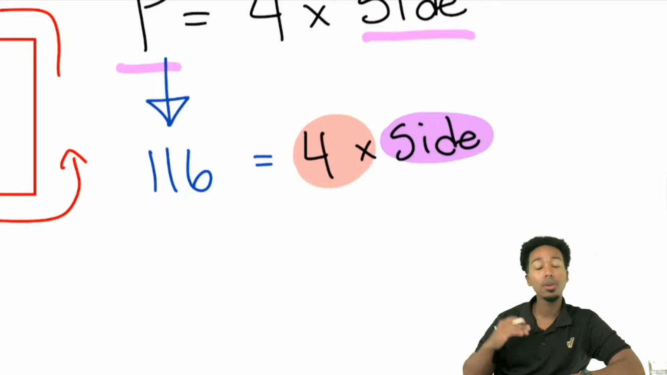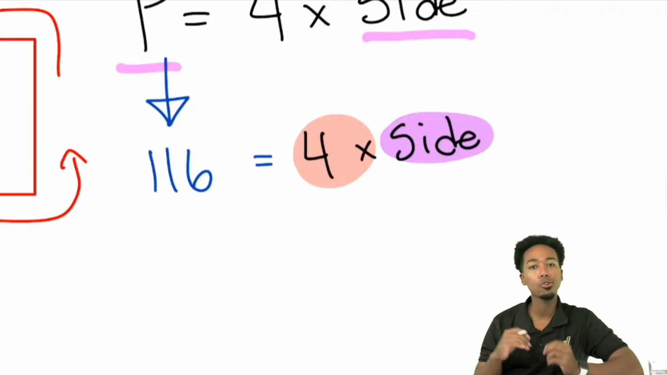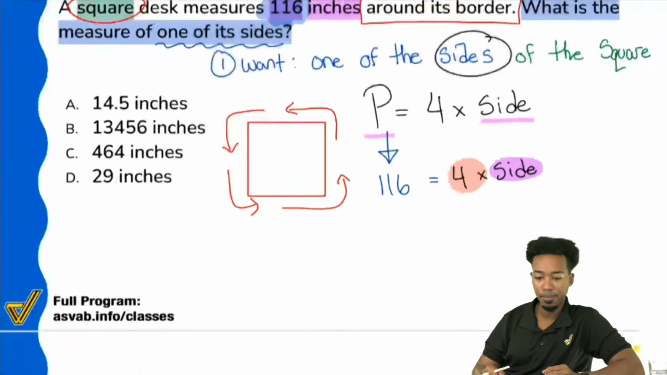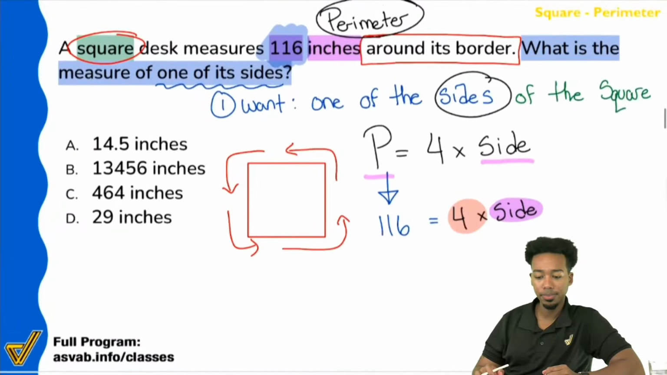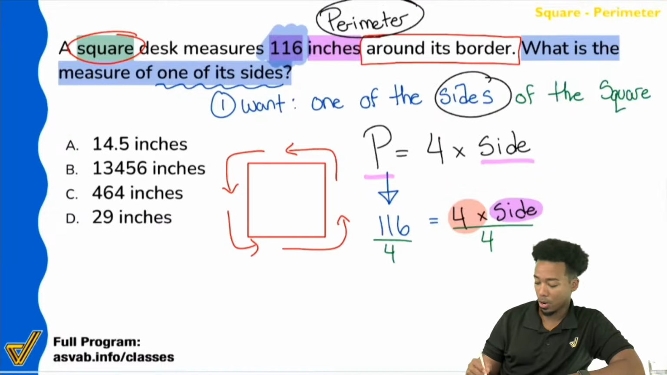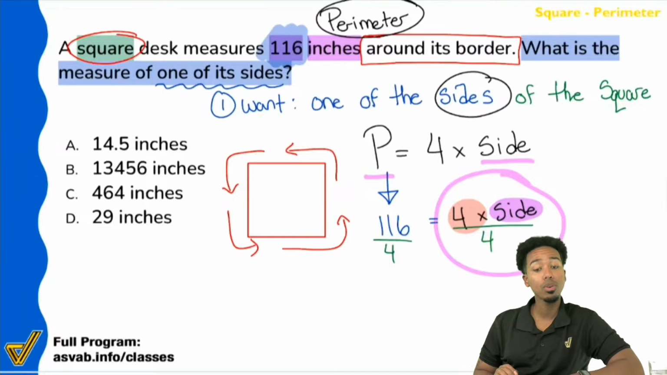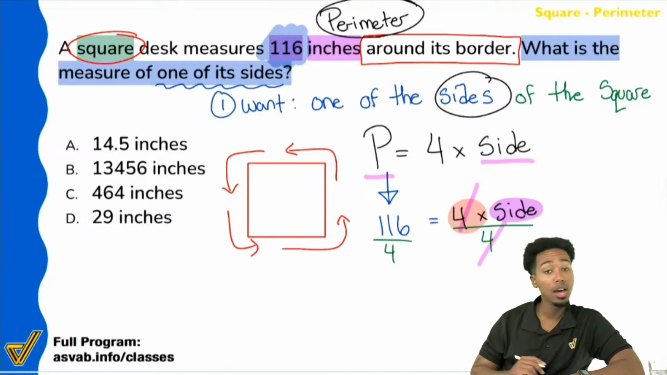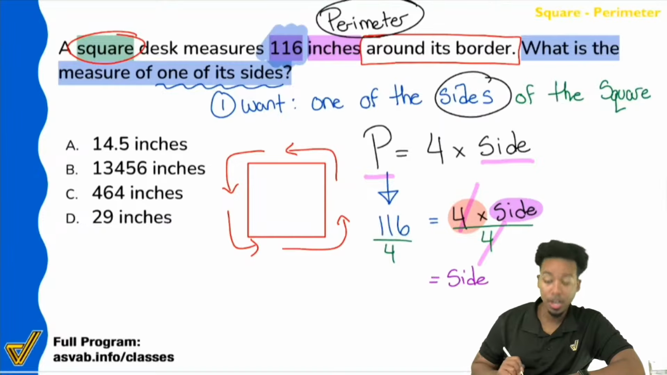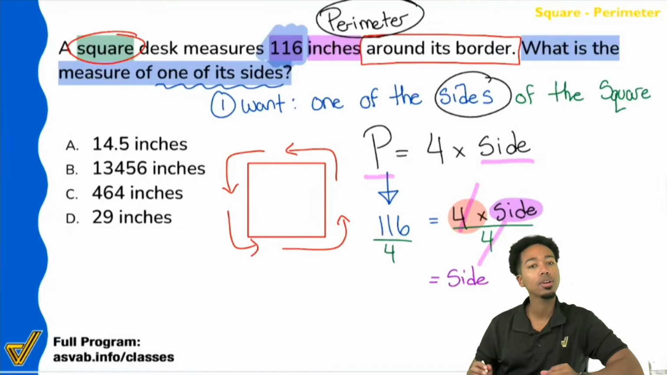Multiplying by 4. If we want to solve an equation, quick little crash course, we want to do the opposite operation. Everyone, what's the opposite of multiplying by 4? Exactly, dividing by 4. We'll divide 4 on both sides, because on the right side, multiplying by 4 and dividing by 4 will cancel out. That cancellation is what we want, because it leaves us with the side by itself. And then 116 divided by 4, we have to figure out what that is.